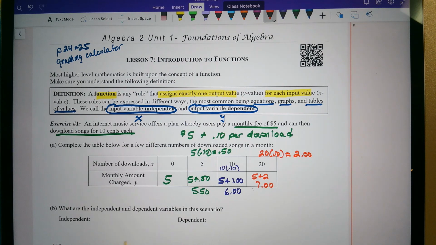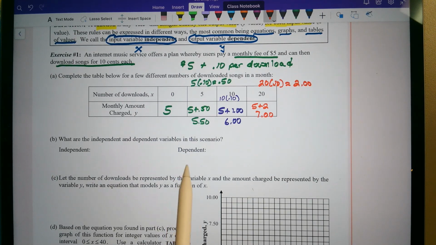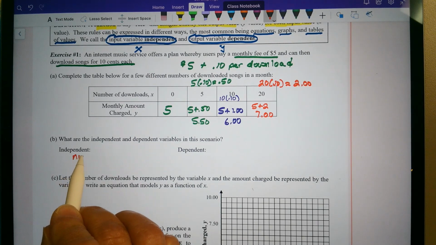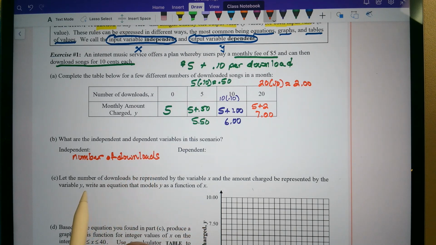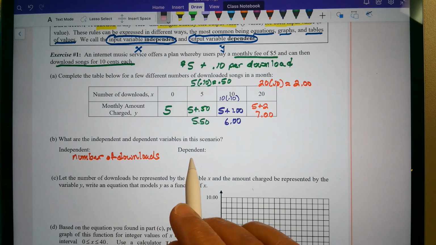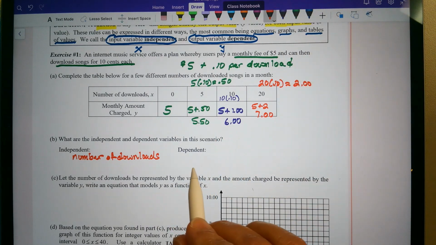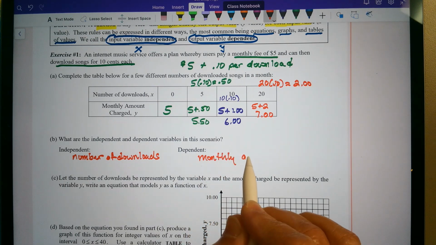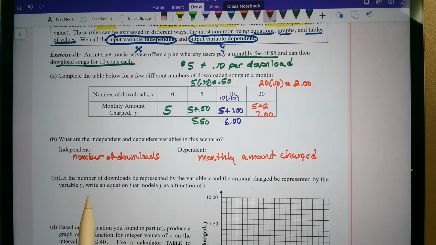B asks us, what are the independent and dependent variables in this scenario? Well, the monthly charge depends on the number of songs downloaded. So the number of songs downloaded is independent, and the monthly amount charged depends on the number of downloaded songs. So the dependent is the monthly amount charged.